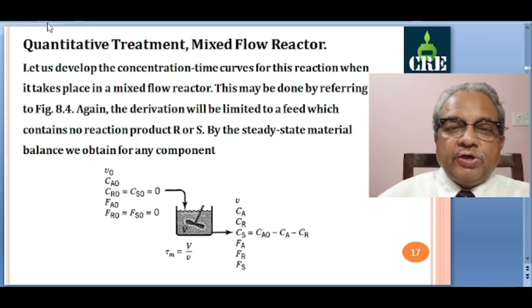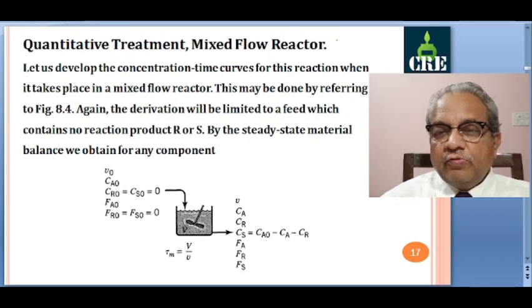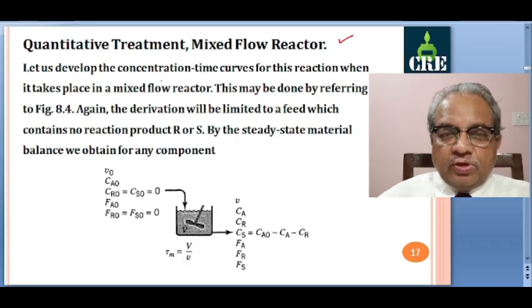Now we'll see the quantitative treatment for mixed flow reactor. We have seen for batch and plug flow, now for mixed flow reactor. Batch reactor we have not derived because for batch reactor and plug flow reactor it is the same. For plug flow reactor we have not derived anything because it is the same thing from chapter number 3, only t is replaced by tau. So you have to do this derivation once again, you should be able to do it.